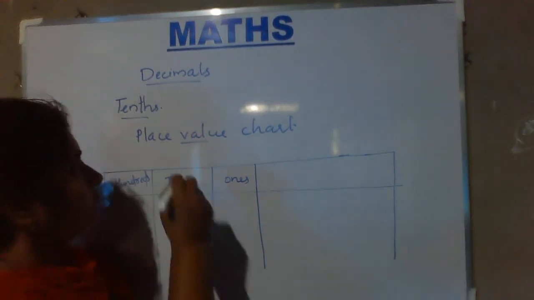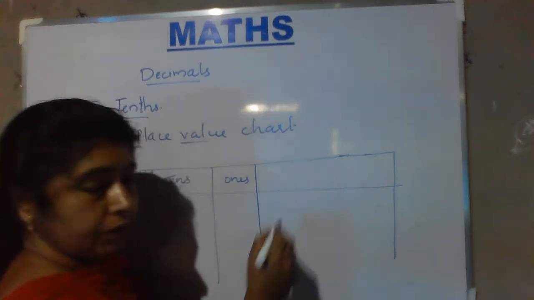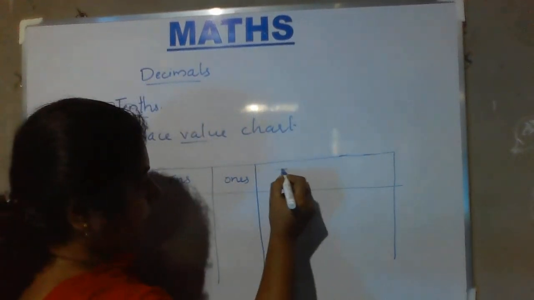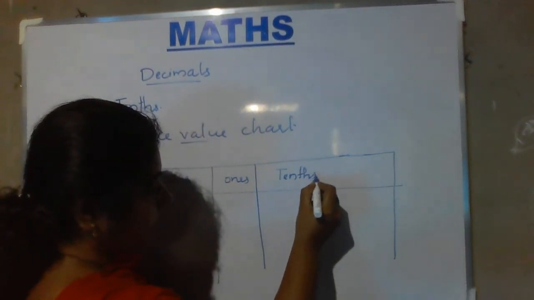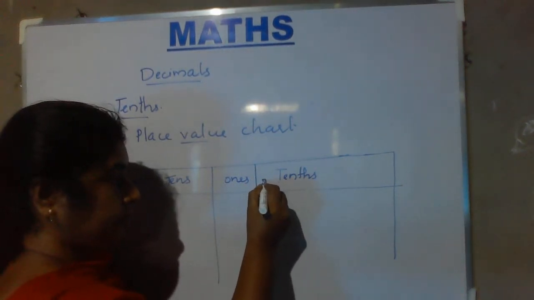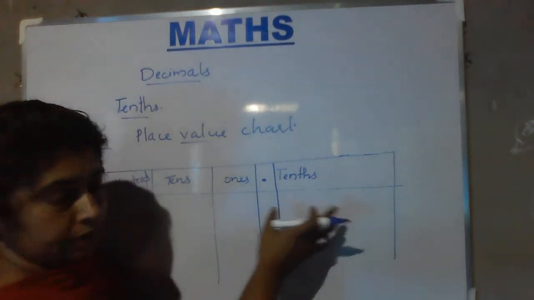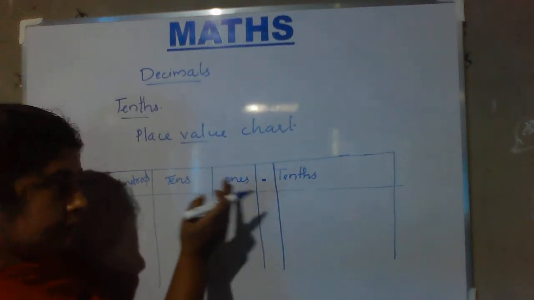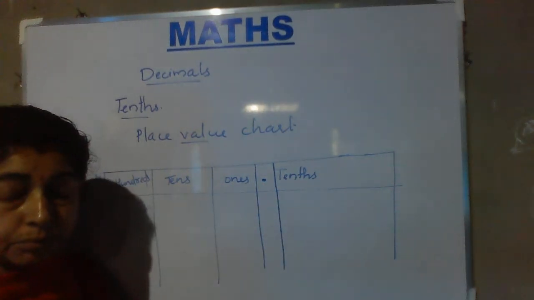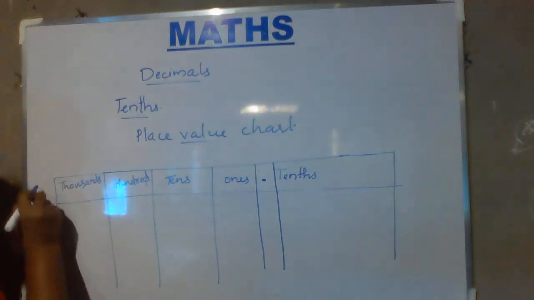Then the tenth place is represented to the right of the ones place. The position of the tenth place is right of the ones place. And we put a decimal point to separate the whole number part and the decimal part. The places before the decimal point are the whole number part, and the places after the decimal point are the decimal part. Understand?